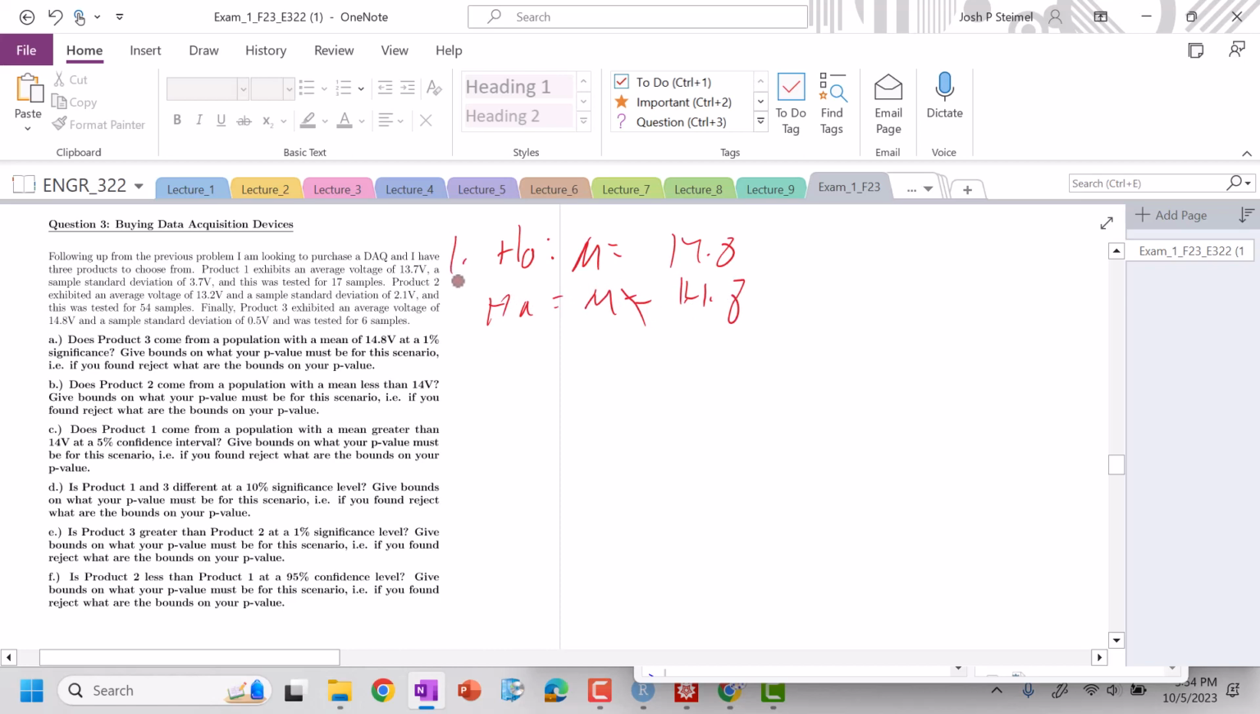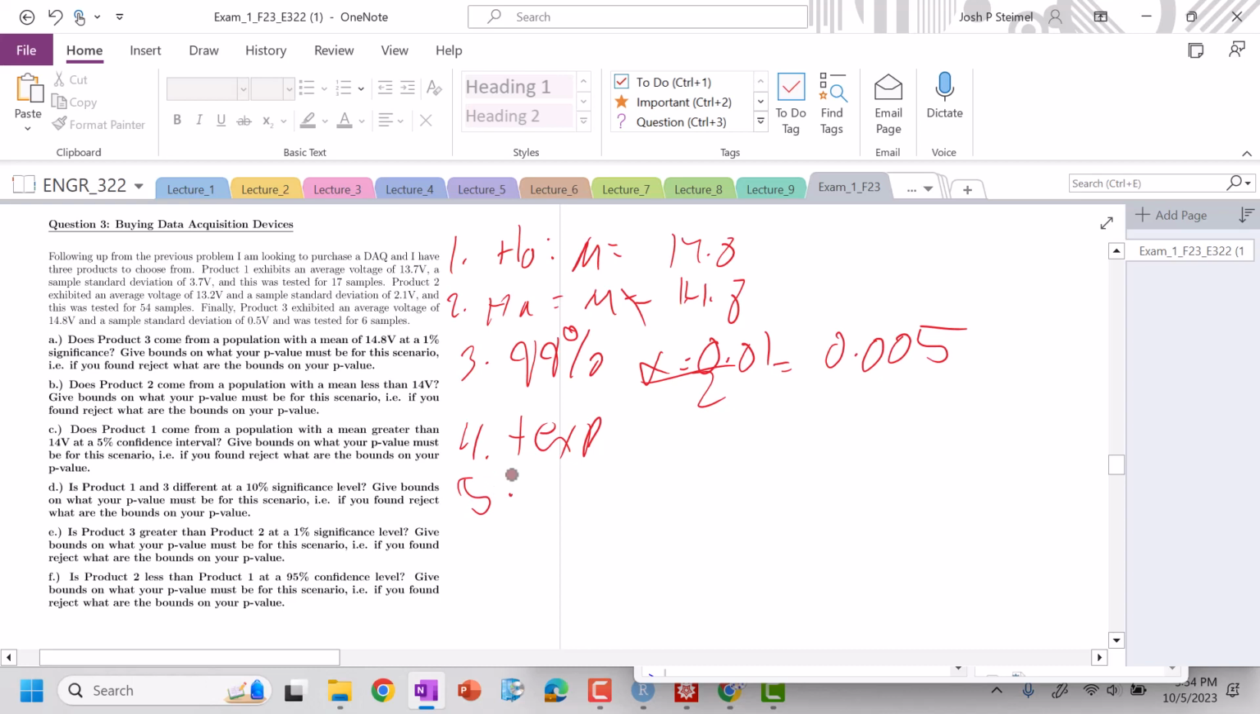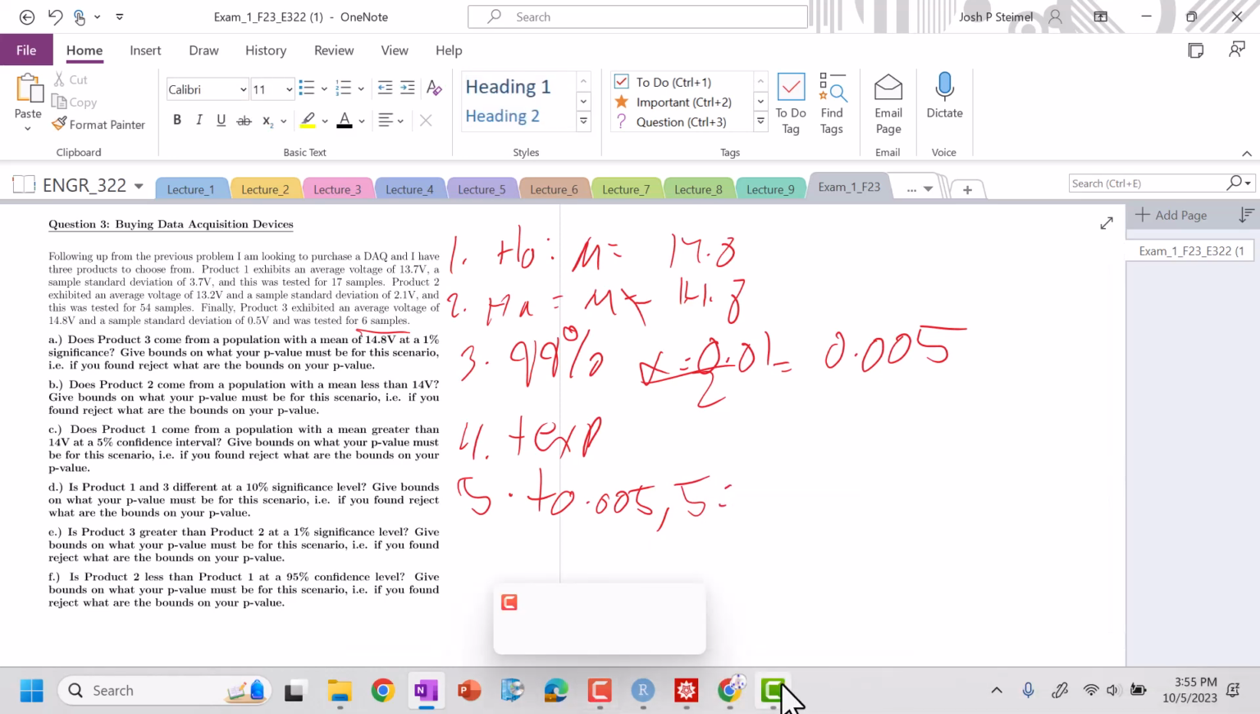So our 1, 2, 3, our confidence interval is 99%. So our alpha is equal to 0.01, but our alpha over 2 is equal to 0.005. 4 is going to be our T experimental, which we're going to calculate with our program. And then finally, we have our T 0.005, alpha over 2. And then our degrees of freedom, because this is product 3, average voltage, and we have 6 samples. So it's going to be 5, and we're going to look that value up.